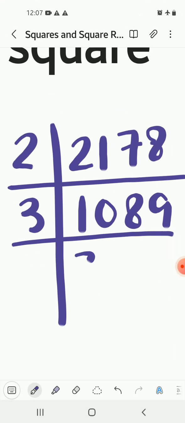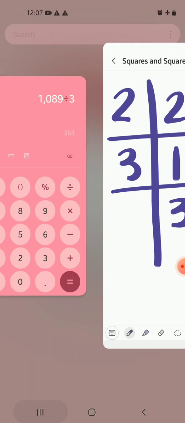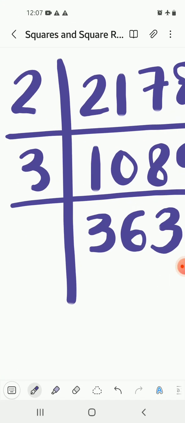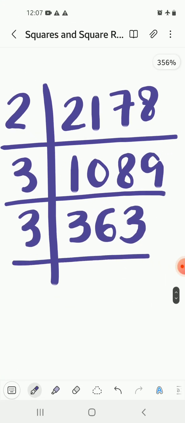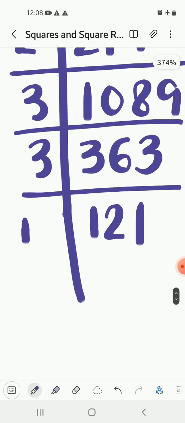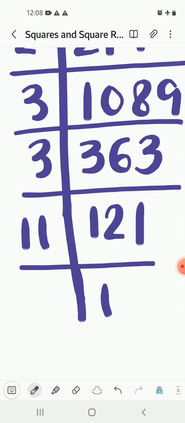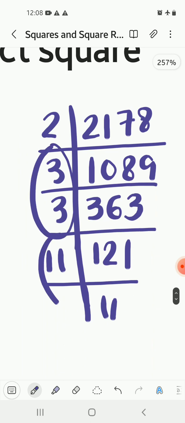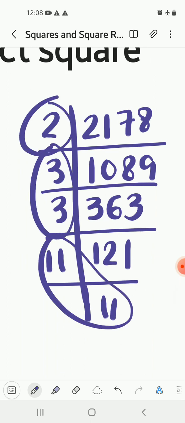What we get is 363. Now 363 is divisible by 3. We get 121. 121 is 11 square, so it is 11. 11 is a prime number, so it terminates over here. So you can see we have got two 3s and two 11s, but 2 is all alone.